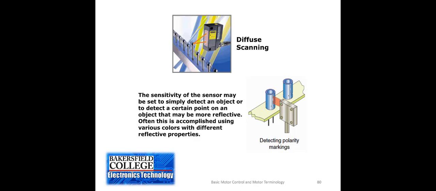Now, this can also work when we have objects that are not only shiny and reflective, but we can use those, if they're very sensitive, to read colors. Some colors absorb the light and other colors reflect the light. So we can make sure, for example, that a part is positioned correctly when the reflecting part of that object is reflecting the beam back. If it's incorrectly placed or in a wrong position and the light does not reflect back, then we know that it's in the wrong position.